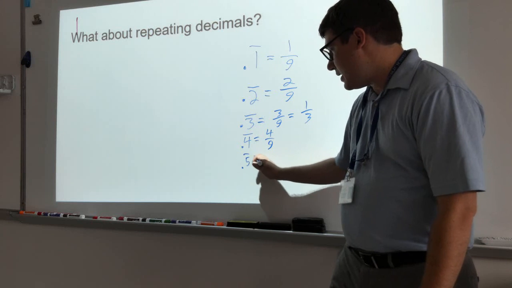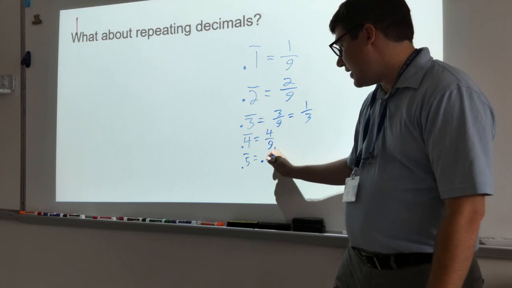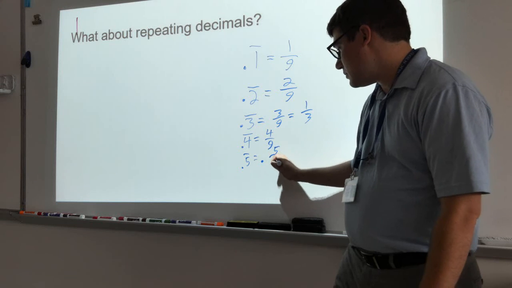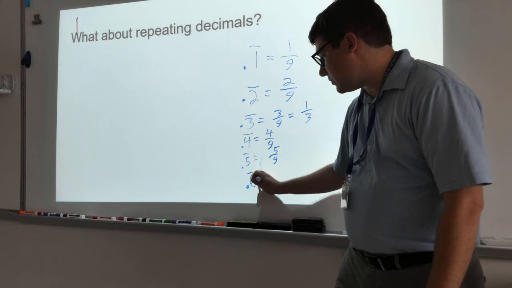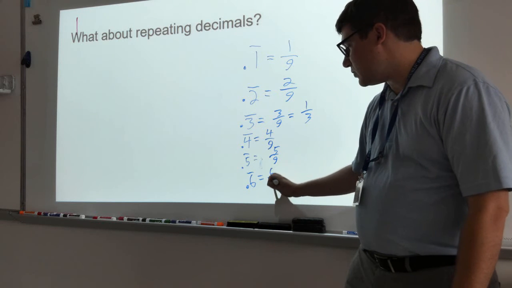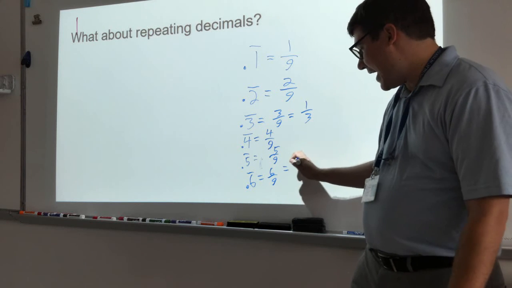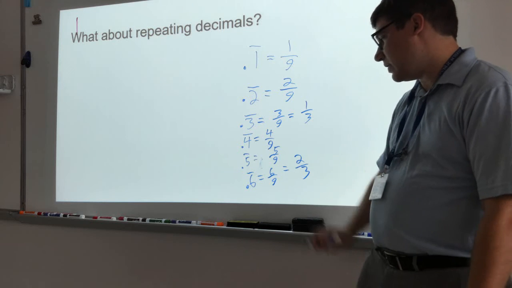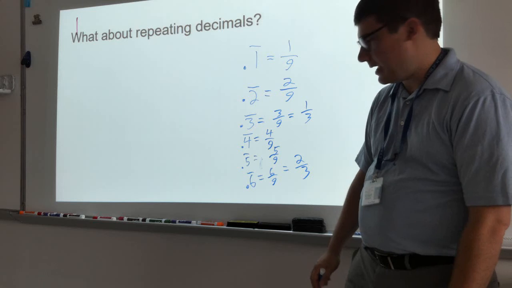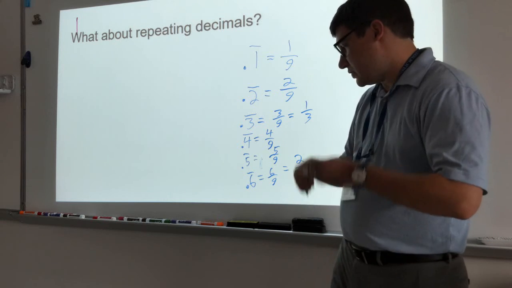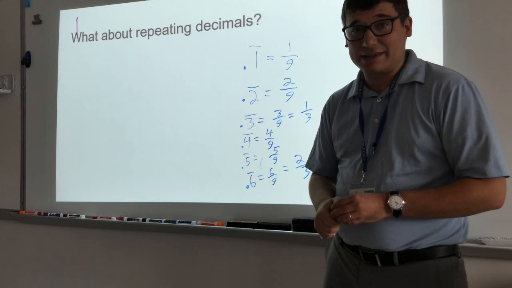0.5 repeating is 5/9. And then when we get to 0.6 repeating, with 6/9, we see that we can reduce that one as 2/3. And you might remember that 2/3 is 0.6 repeating, right? This would continue then with just 0.7 repeating being 7/9, and so on.